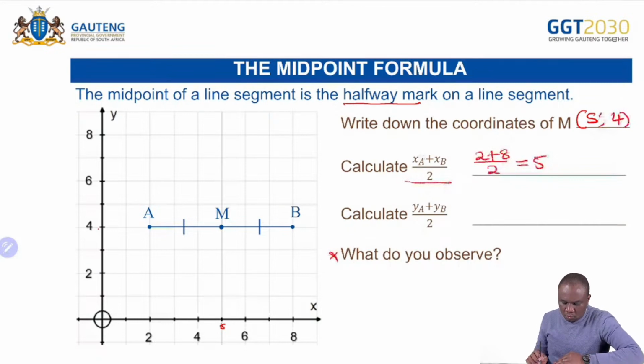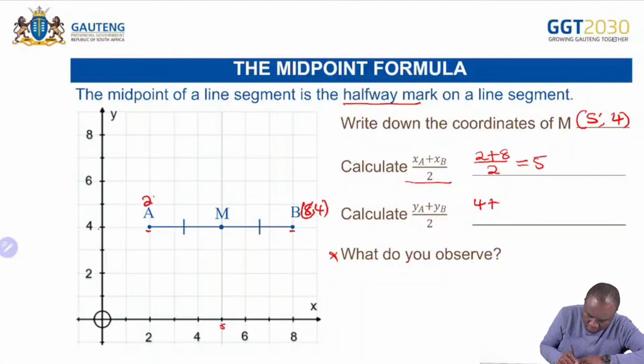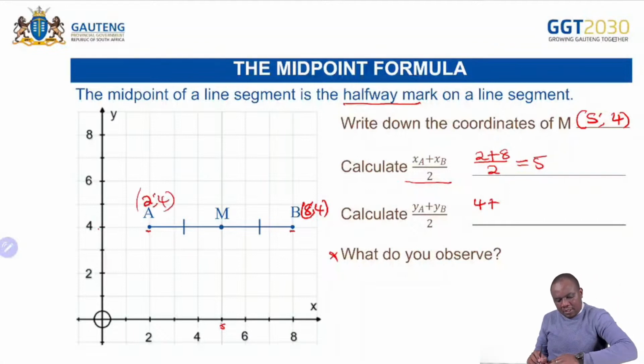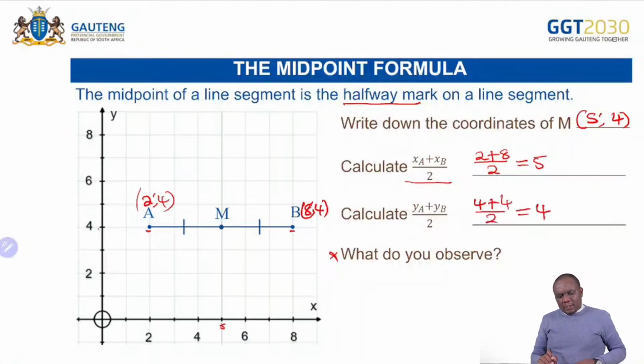Let's go to ya plus yb divided by 2. The y coordinate of A is 4, plus the y coordinate of B, which is still 4. Remember this, let me write them here. This is 8, 4. This is 2, 4. So what is 4 plus 4 divided by 2? That is 4. Now, what do you observe?